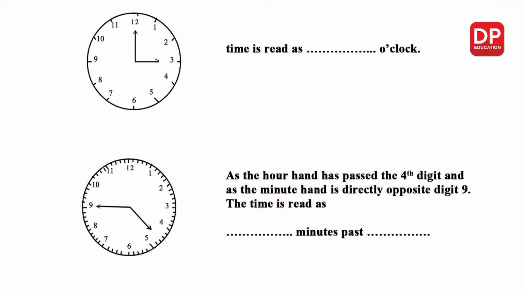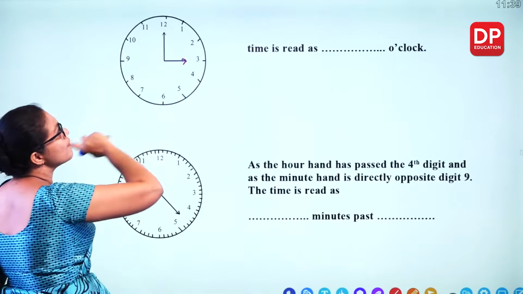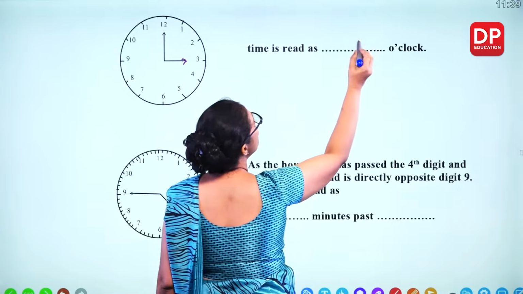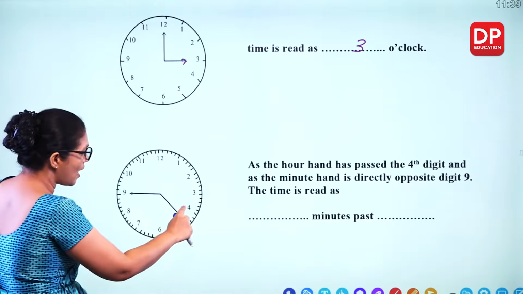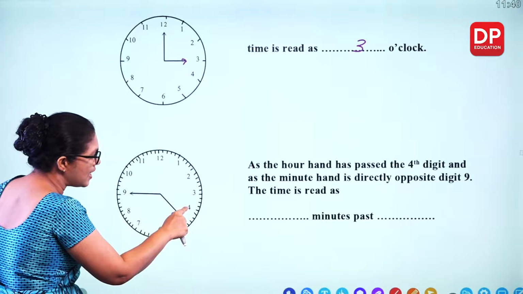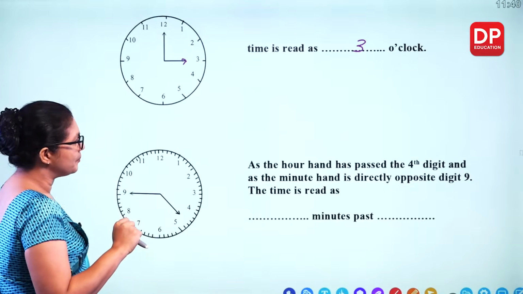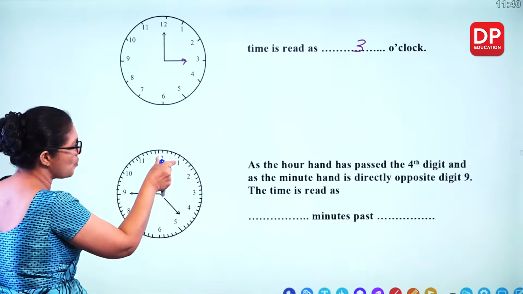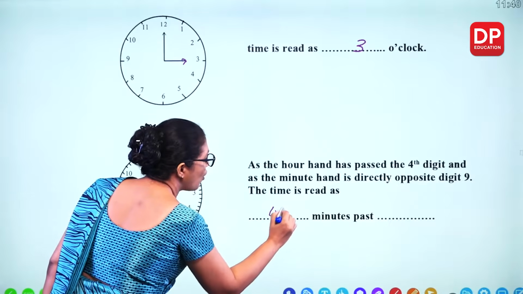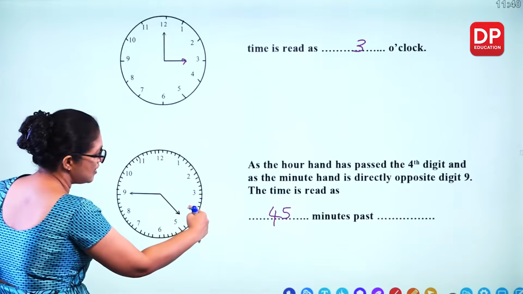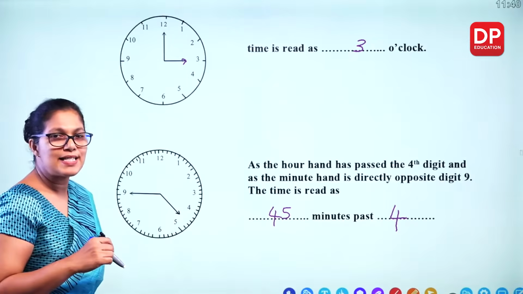So what's the time here? Here straight away pointed to 3. So that's 12. So we can say time is read as 3 o'clock. 3 o'clock. What about this one? The hour hand is not straight away pointed to a digit. So in between. So then how we read this one? How many minutes passed? Each one 5. You get 9. 5 times 9. 45 minutes passed. This one after 4. So past 4. That's how we read the time.